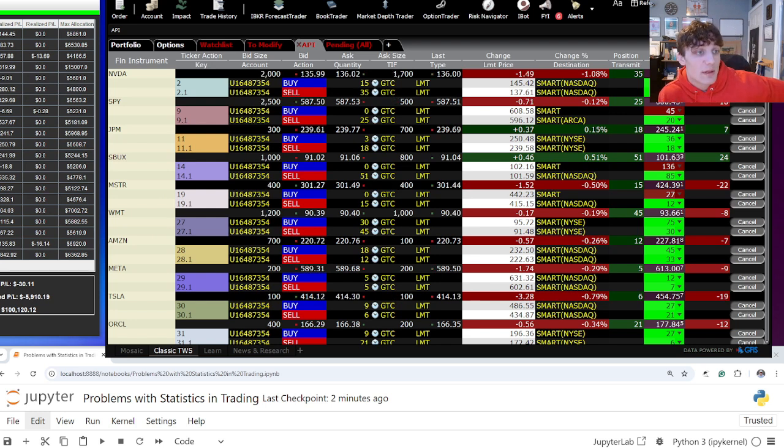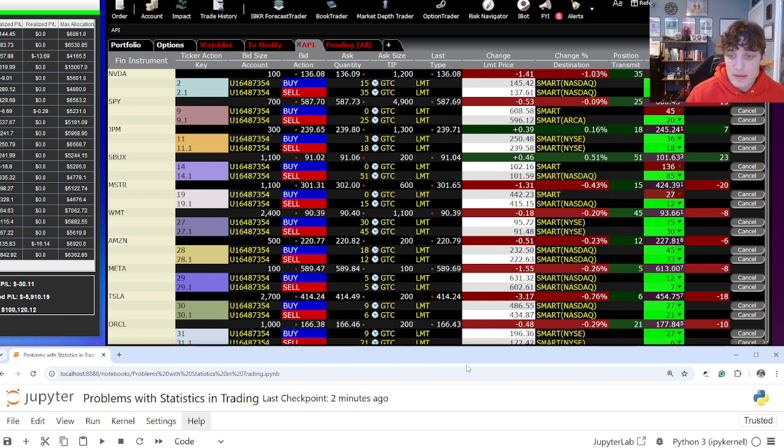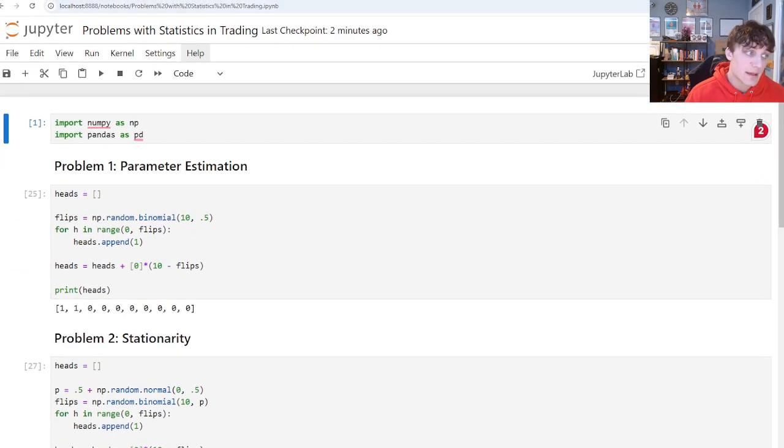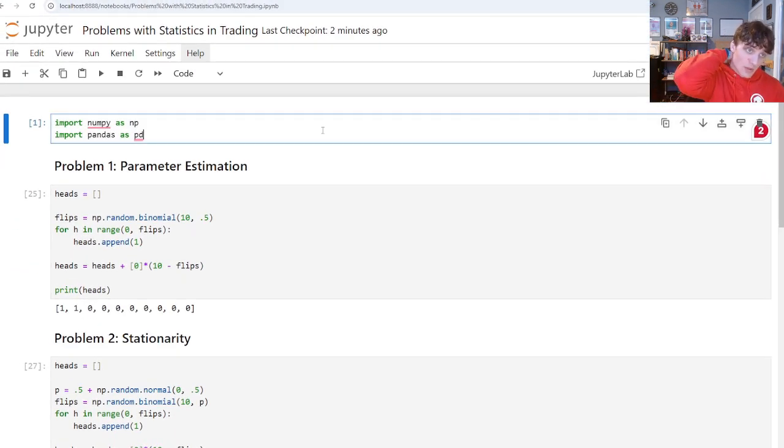I've been doing a lot of trading recently on my own, and I thought that this would be particularly relevant and interesting. So without further ado, let us head on over to my Jupyter notebook, and we can go ahead and get started.